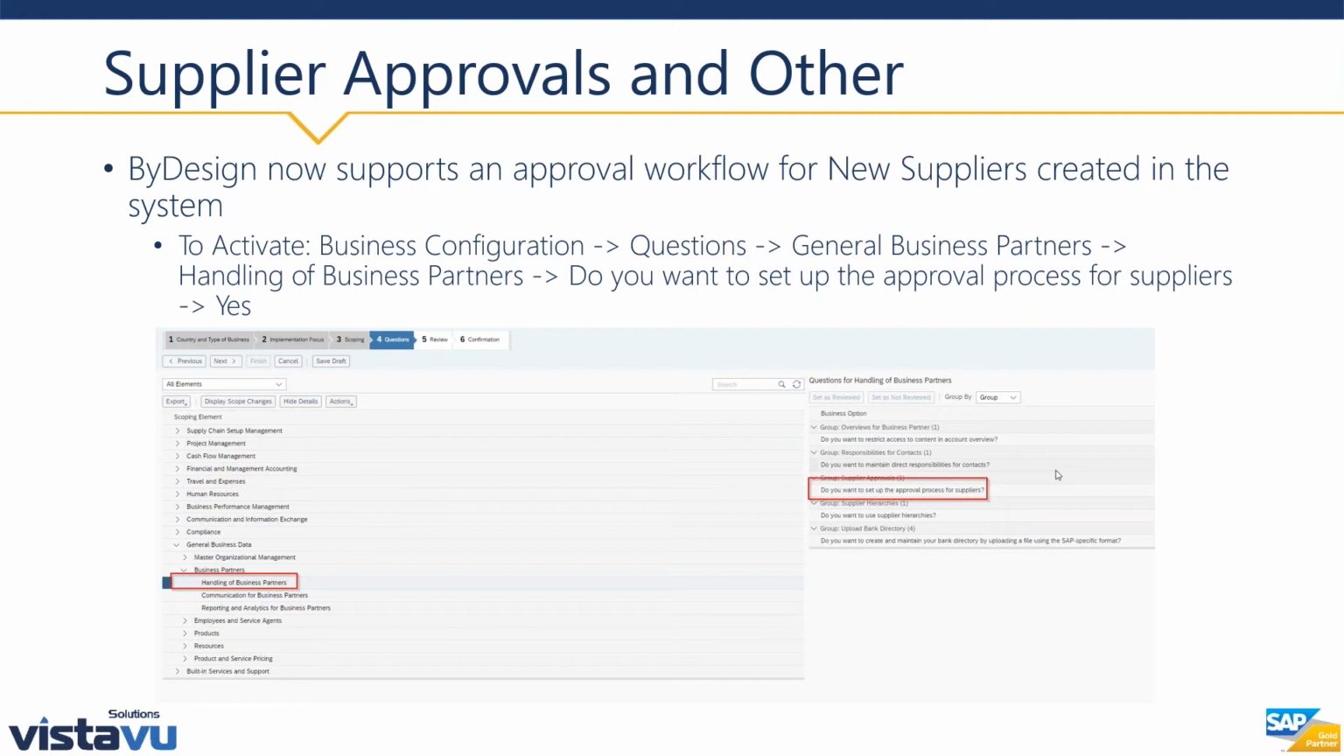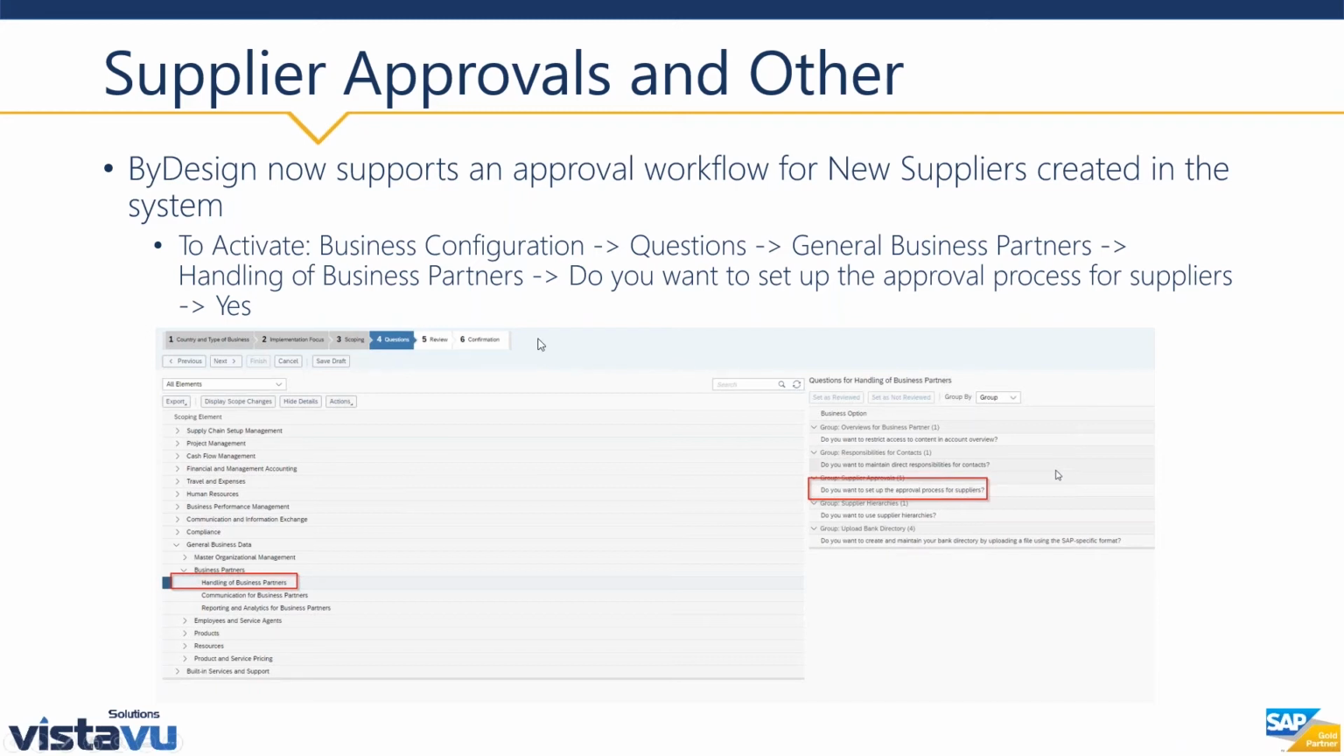That has a whole bunch of different things around duplicate checking, how you want to display different contacts, whether you want to restrict account views for your salespeople, and things like that. Then way down at the bottom, there is a question: do you want to set up the approval process for suppliers? If you haven't seen the latest roadmap from Reiner, within the next 4 releases the roadmap also has the introduction of new accounts and products. So you'll be seeing this pop up for other master data functions within ByDesign.